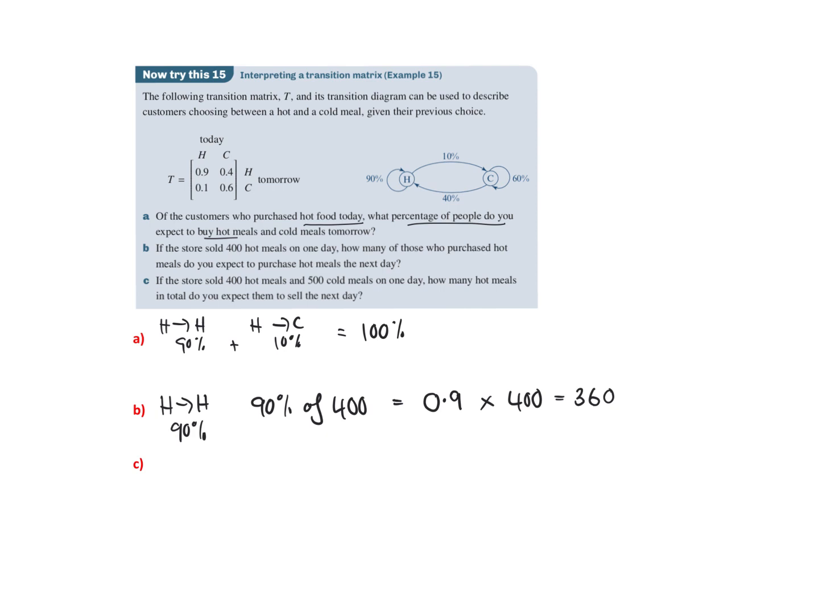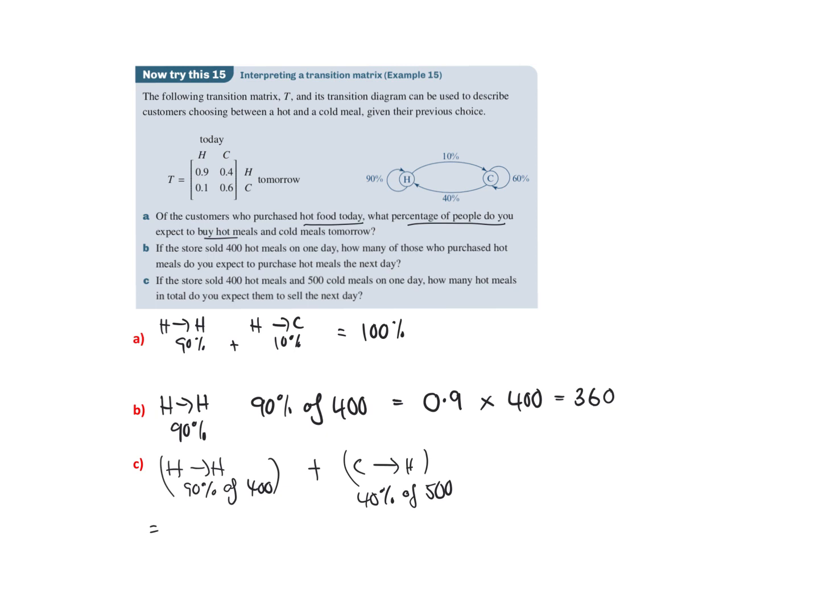Okay, and then if the store sold 400 hot meals and 500 cold meals one day, how many hot meals in total do you expect them to sell the next day? So we've got hot to hot. We knew it was 90% of the 400. Plus we've got to add the ones who go from cold to hot. So what was that percentage? Cold to hot? 40%. Yep. So it's 40%, but how many were having a cold meal on that first day? It says it in the blurb. So it's 40% of 500.